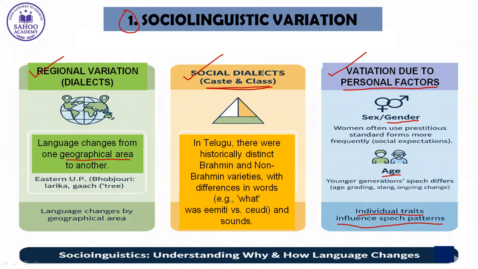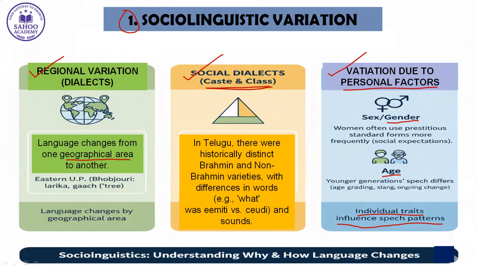Variation comes from deeply personal factors like our gender and our age, our educational level, or our style of upbringing. When you discuss gender, sometimes we find in many societies, women tend to use language forms associated with the prestigious standard of the society. This may be linked to social pressures and expectations of the society. As we all know, women tend to represent the status of the family through correct speech in many of our communities.